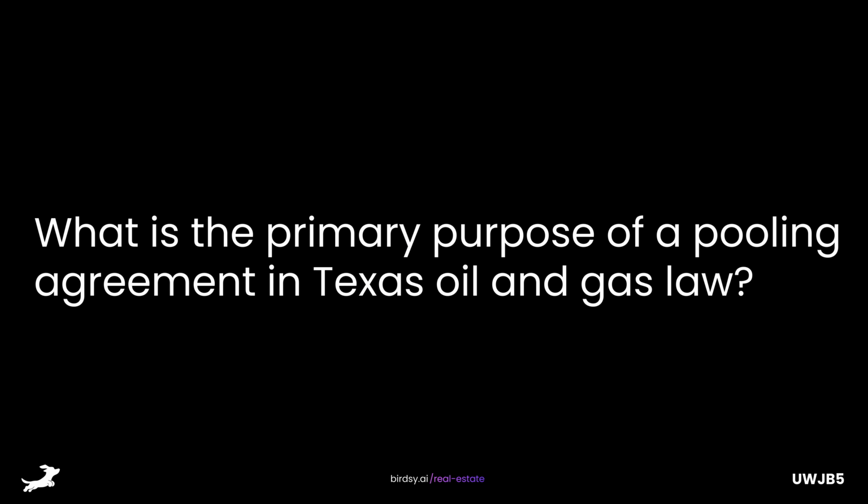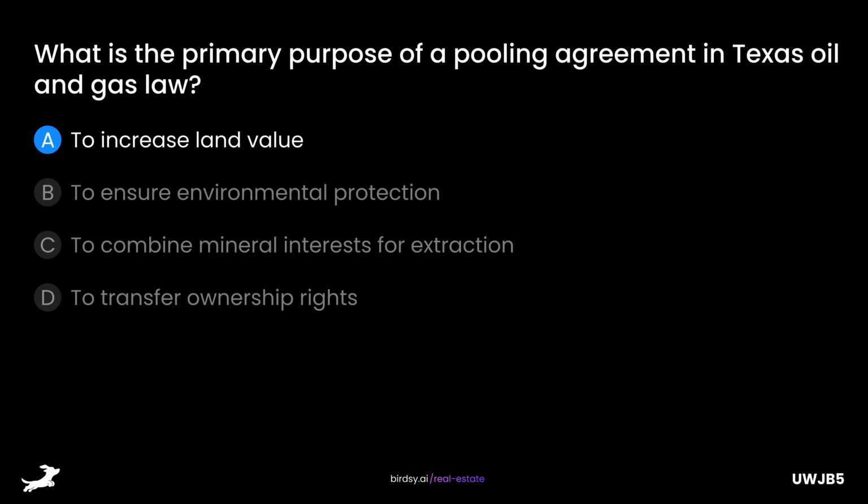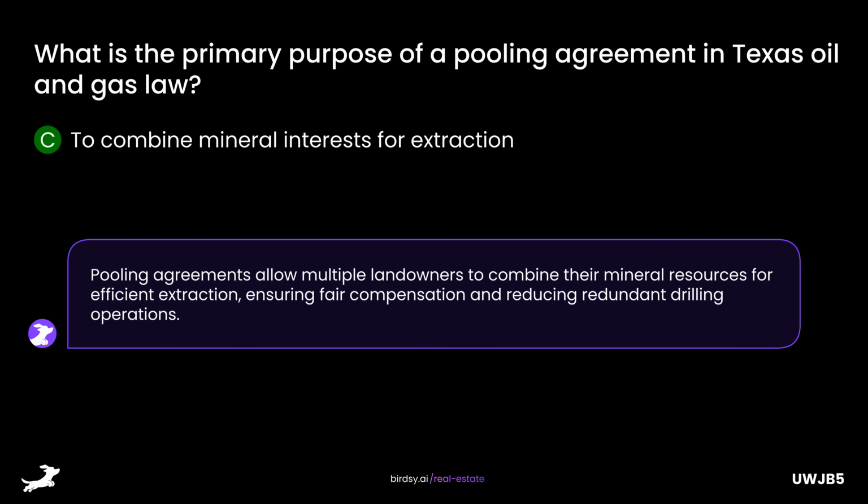What is the primary purpose of a pooling agreement in Texas oil and gas law? Is it A, to increase land value, B, to ensure environmental protection, C, to combine mineral interests for extraction, or D, to transfer ownership rights? The answer is C, to combine mineral interests for extraction. Pooling agreements allow multiple landowners to combine their mineral resources for efficient extraction, ensuring fair compensation and reducing redundant drilling operations.